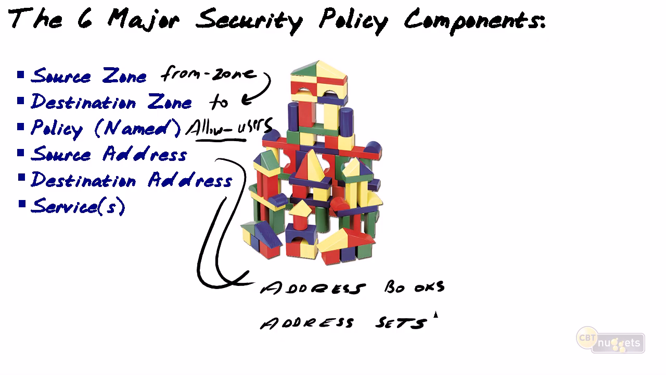And then the 6th major policy component is the service or the services. Now, a lot of times we'll just say any service. But you can also be specific. It can be a single port, like port 80 for HTTP, or port 22 for secure shell, DNS port 53, or it could be a range of ports for different applications like conferencing and video and audio streaming services. So now that we understand the different components, let's talk about the way that policies are processed, or the nomenclature or syntax of the policy.